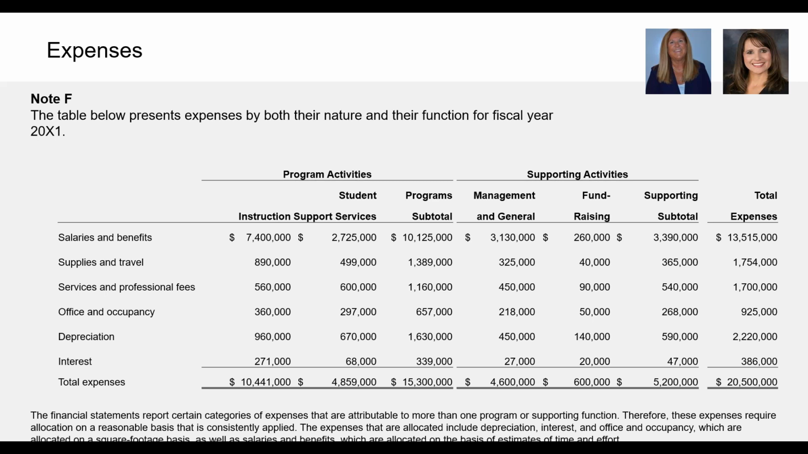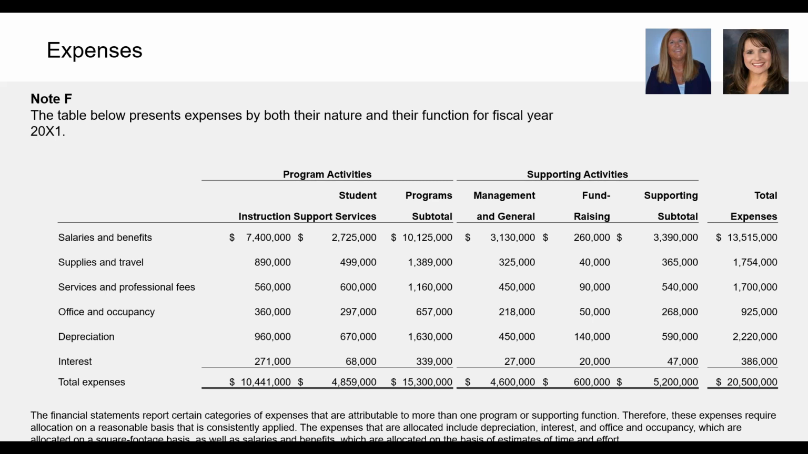So here's an example. When you break this out into function and nature, you actually could put it on the face of your financial statement. You could put it in the notes. What we primarily see is entities are just choosing to do a statement of functional expenses, and this is the way that statement would look. You have your program activities and your supporting activities.